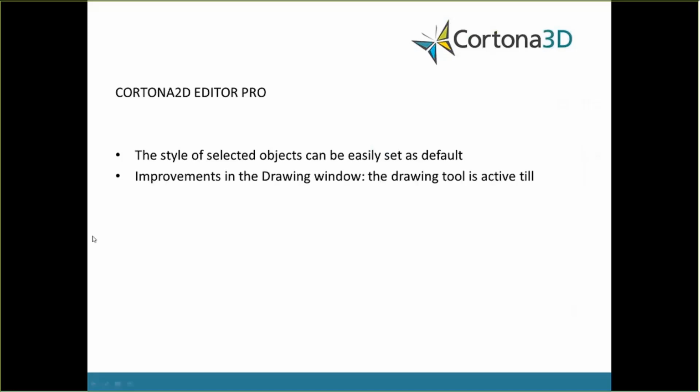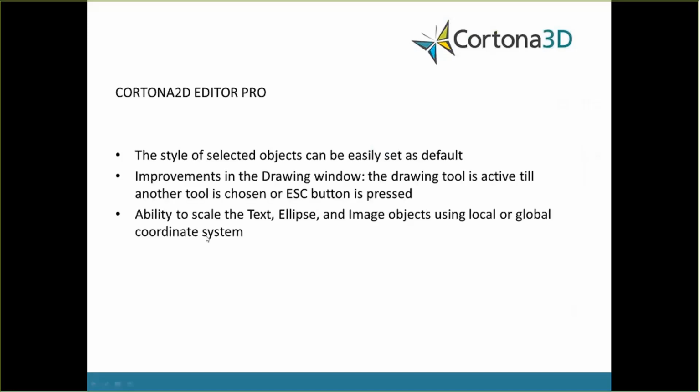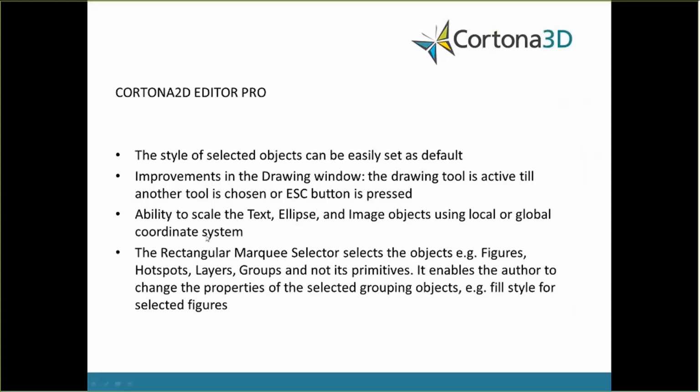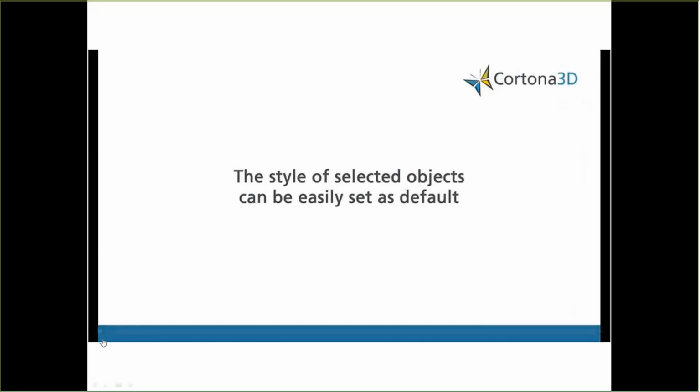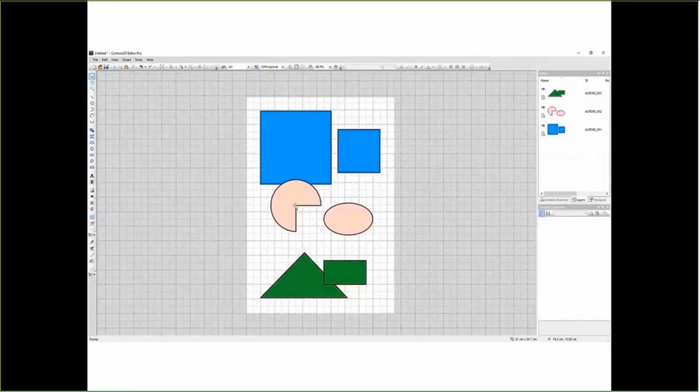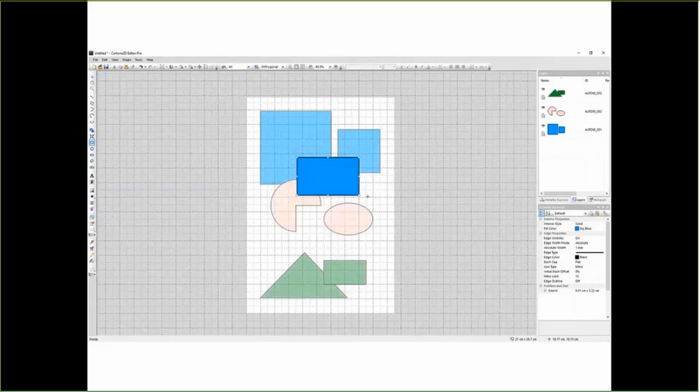Another part of the Cortona 2D Editor Pro improvements is these topics that you see before you. Again, we will go through each and every one of them to show you the benefits that were implemented. So to start off, you can actually define the style of the preferred shape. So for example, here we will draw a rectangle and we'll specify some of the parameters.